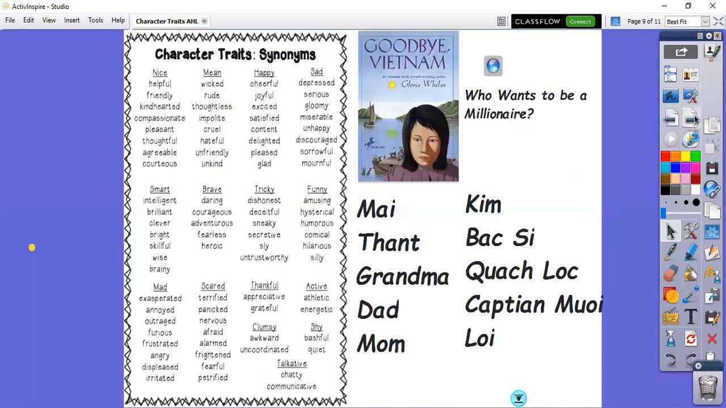Now, looking again at our character trait synonyms, I want to go over some of the character traits of some of the characters in the book. And I want you guys to just throw some words out there. I'm going to call on a couple of you, those that I know have finished the book, and we'll discuss some character traits of each character and tell me why. Okay?